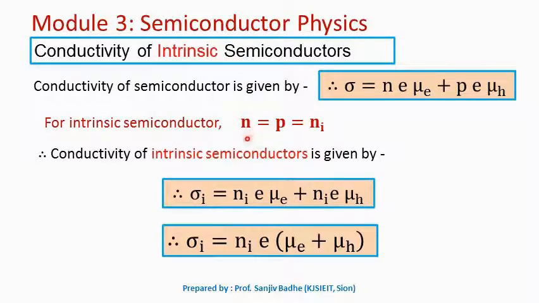For intrinsic semiconductor, the electron concentration in conduction band is equal to hole concentration in valence band. So for intrinsic semiconductor, we can write intrinsic concentration ni, that is equal to electron concentration in conduction band and hole concentration in valence band. So for intrinsic semiconductor, the conductivity can be written as nieμe plus nieμh. So ni into e can be taken common, and conductivity of intrinsic semiconductor is nie into bracket μe plus μh.